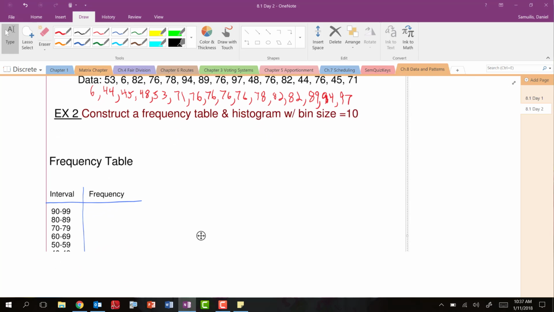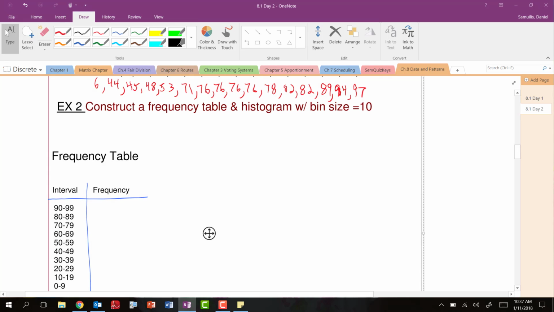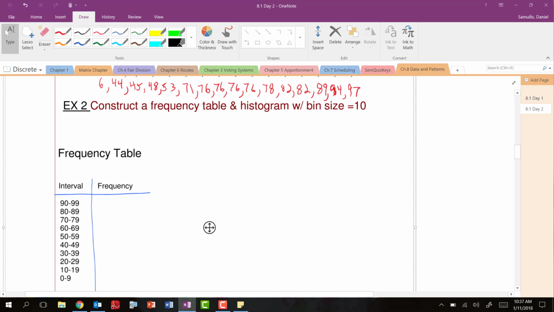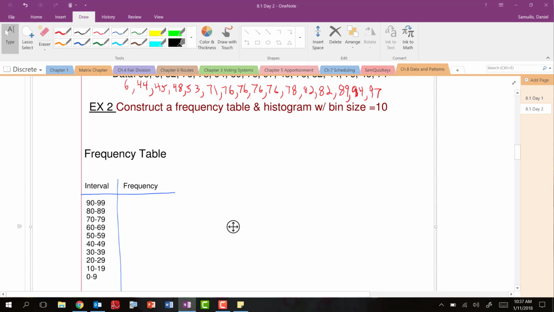Hopefully the writing is big enough where I can do both. And I think we should be all right with that. Boom. Okay, so here's what your frequency table will look like. I'll pause to get you to catch up. And that is catch up. You know what I was saying about what you should do for your bins, how they go.